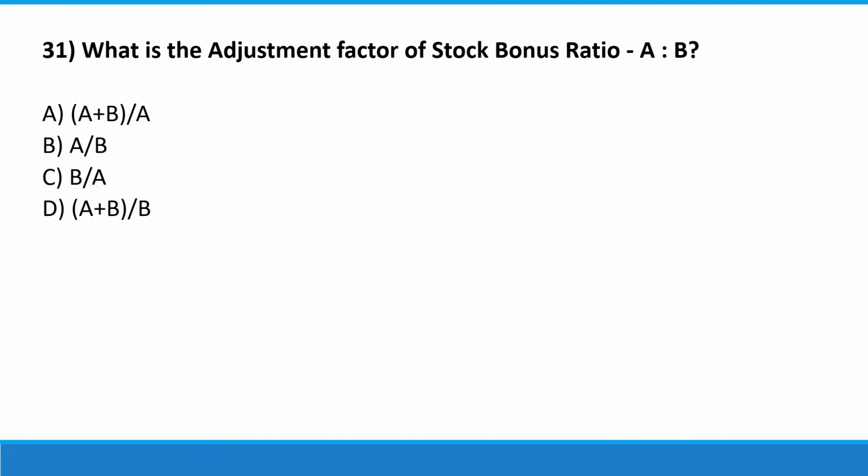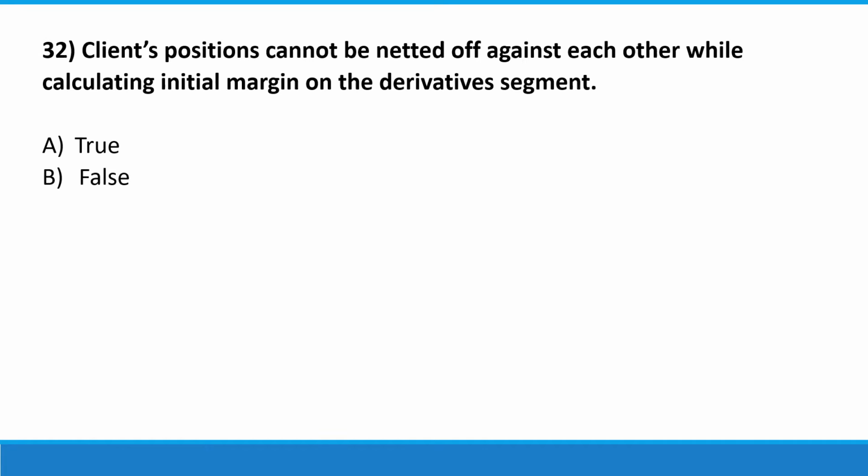What is the adjustment factor of stock bonus ratio A is to B? Option A, A plus B by A, option B, A by B, option C, B by A, and option D, A plus B by B. The correct answer is option D, A plus B by B. Clients' positions cannot be netted off against each other while calculating initial margin on the derivative segment. State whether it is true or false. The correct answer is option A, true.